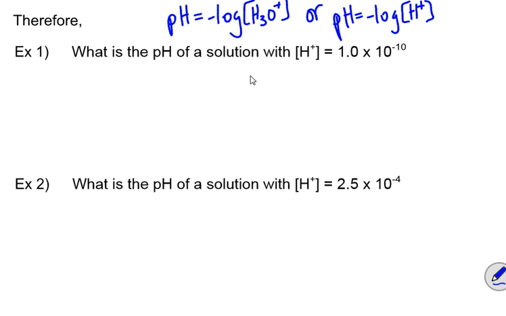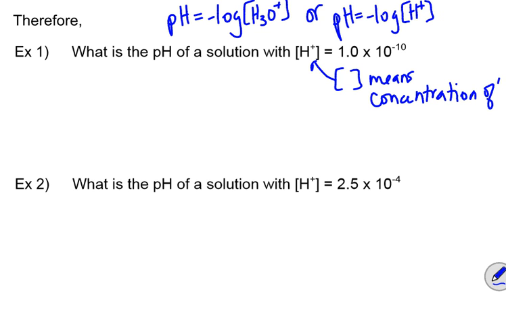So, for number one, what is the pH of a solution with an H+ concentration of 1.0 times 10 to the negative 10? Remember that square brackets mean concentration of whatever's inside the bracket. So if I have square brackets H+, it's the concentration of H+ ions. In this case, this should be pretty straightforward for everybody to do.